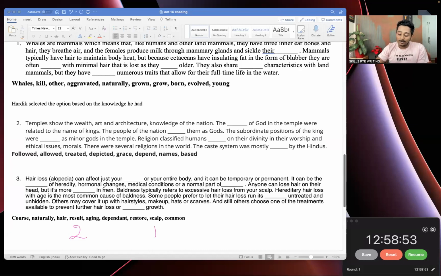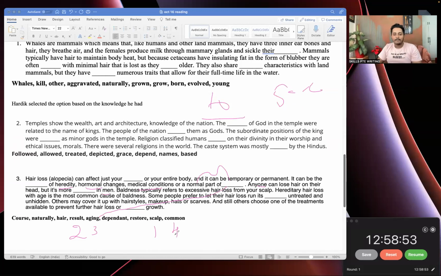We lose hair when there are hormonal changes because of heredity. Some people lose their hair at the age of 10. Medical condition, some problem. Or when you grow old, when you become 50, 60, you will lose the hair, a normal part of becoming older. Try to fill it on your own, then only you will be able to match. Continue. Anyone can lose hair on their head, but it's more common in men. Anybody can lose, but it is more common in men.